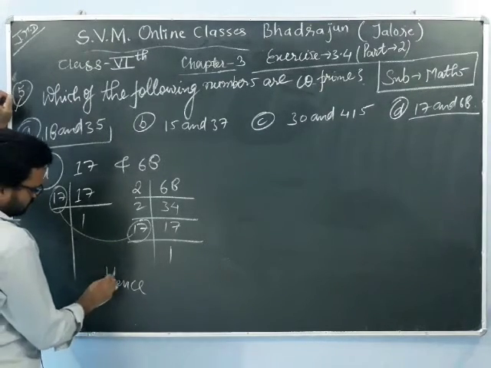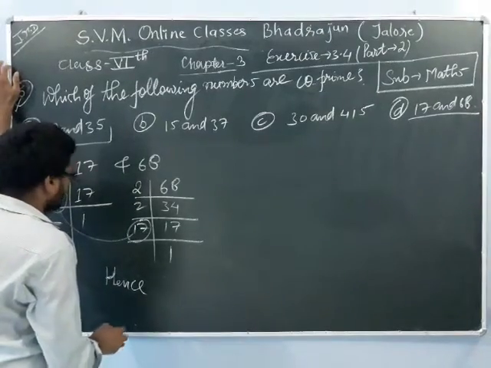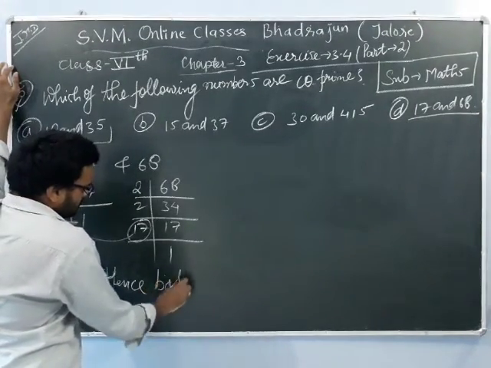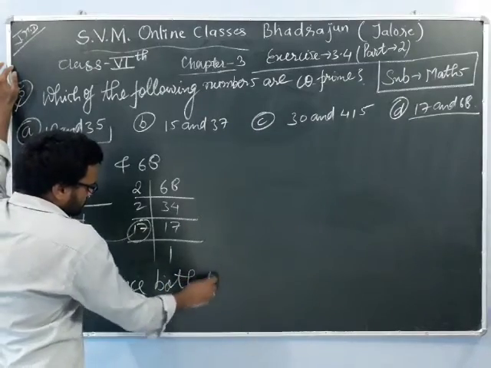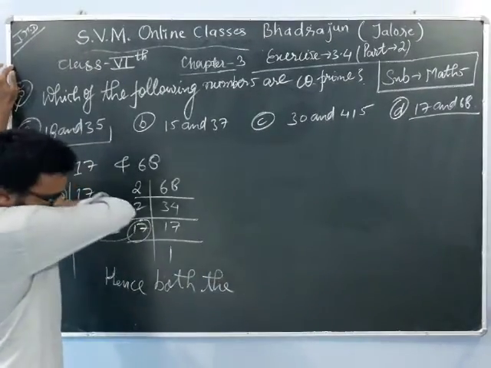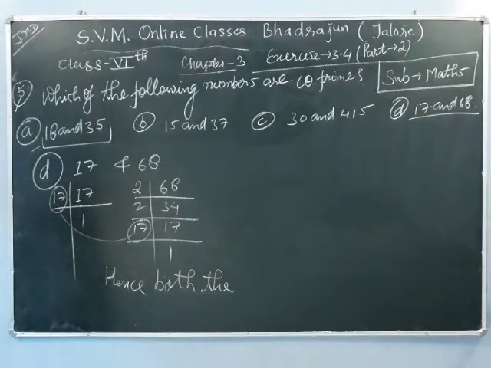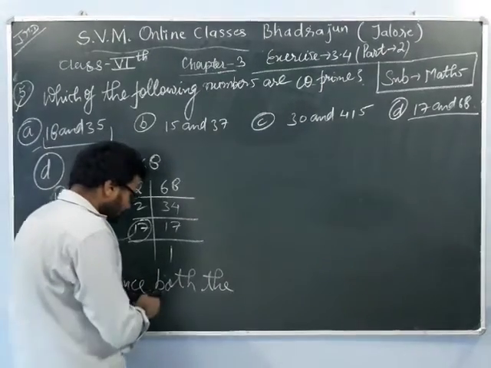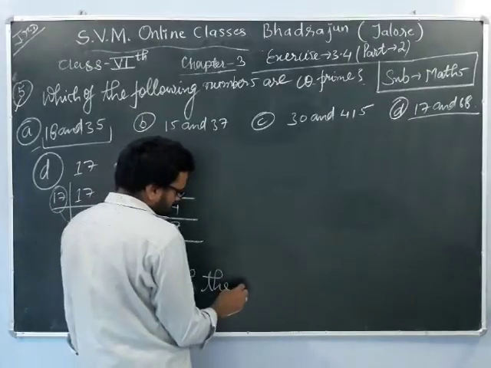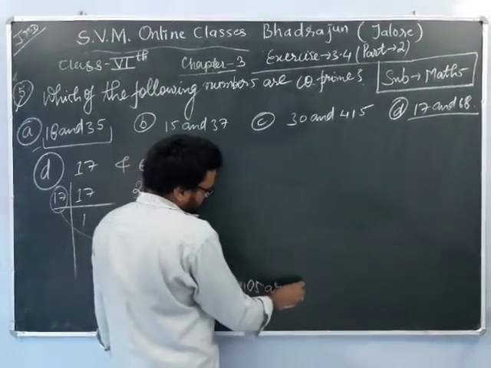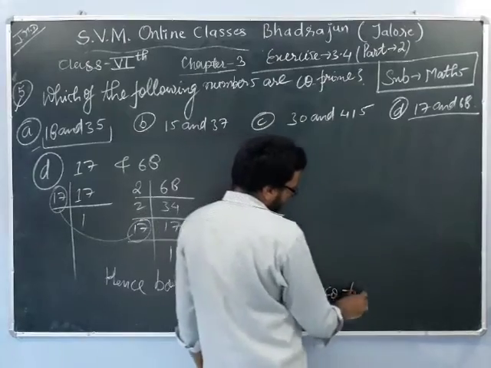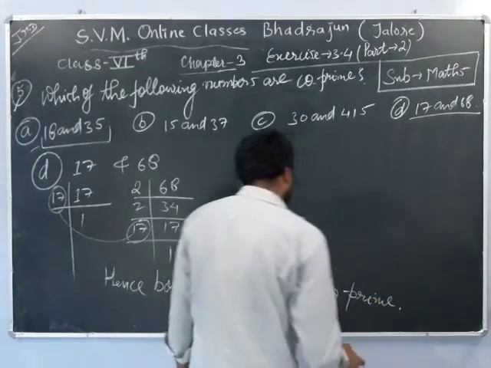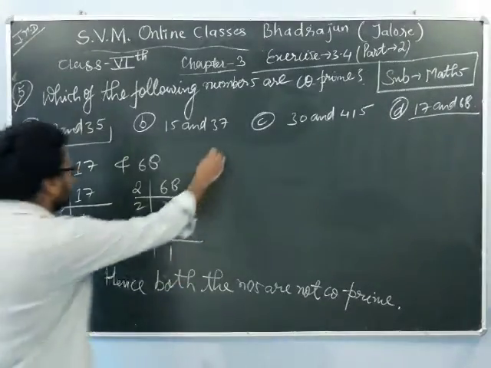Hence both the numbers have a common factor between these two, so we can say these two numbers share a common factor, so we can say that these two numbers are not co-prime. Okay, hence both the numbers are not co-prime. I hope you got it. Next part is part E.